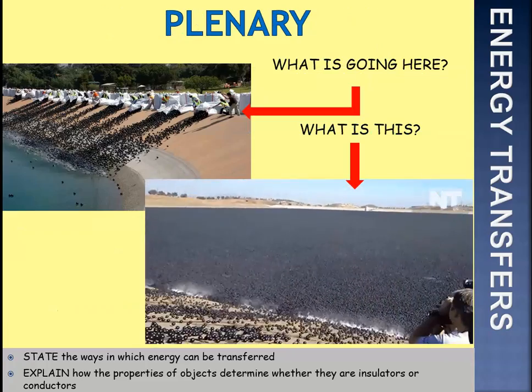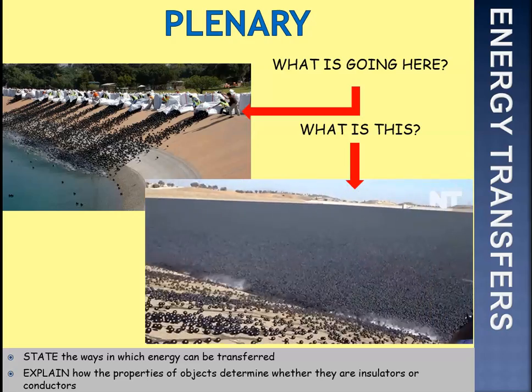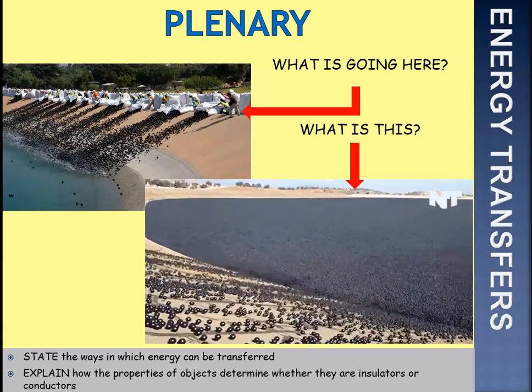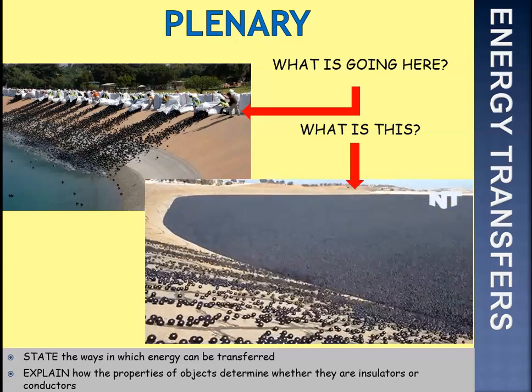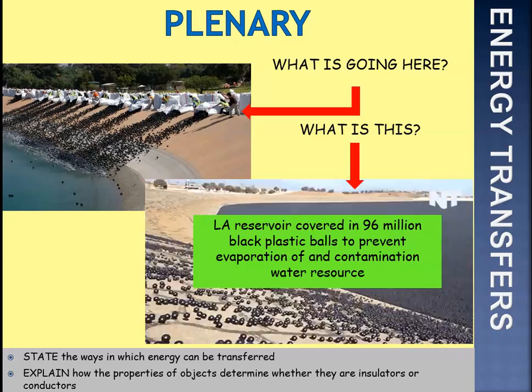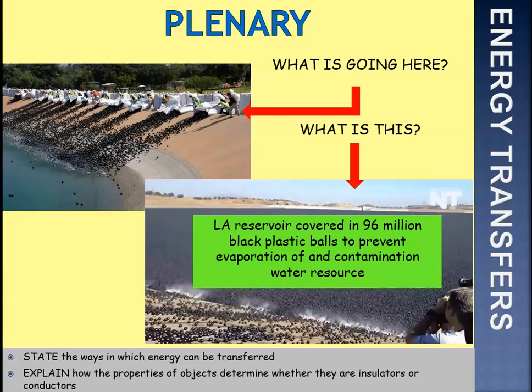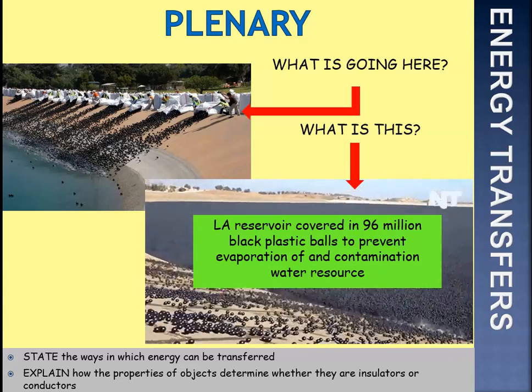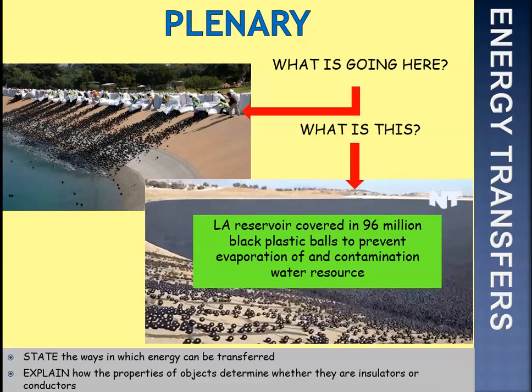Okay, finally, what's going on here? We have a lot of black balls being poured into a reservoir of water. Why would they be doing that, and what's the point of that? It's an LA reservoir in Los Angeles. It's covered in 96 million black plastic balls, and that prevents evaporation and contamination of the water resource.